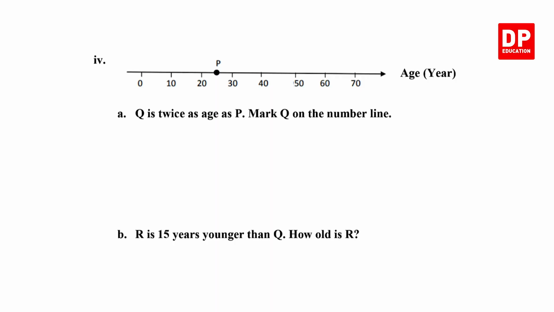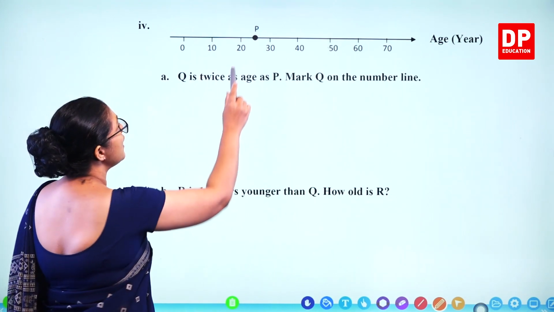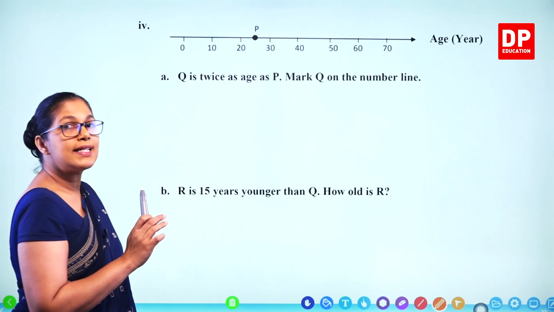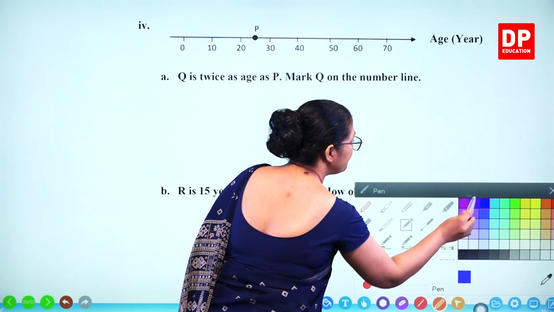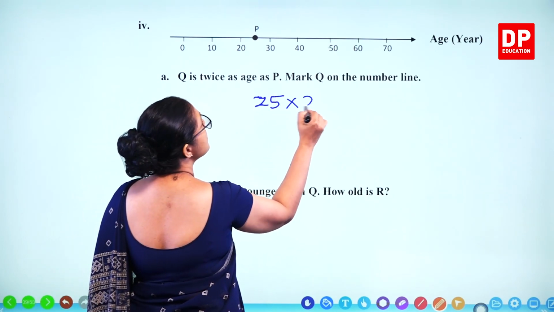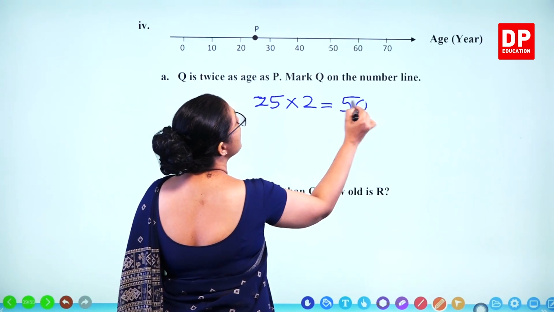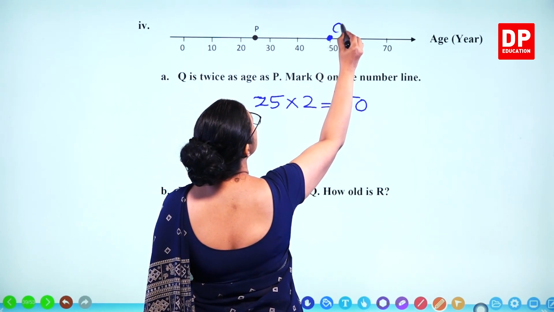Part 4. Q is twice as old as P. Mark Q on the number line. Twice. So what's the value here? In between 20 and 30, that's 25. 25 times 2, that's 50. So Q is 50. So you can mark this one as Q.